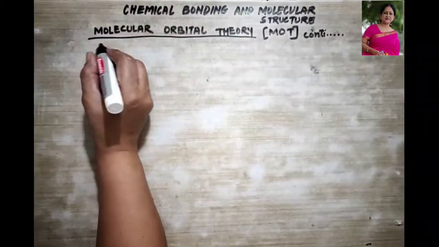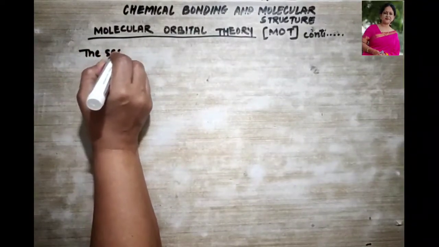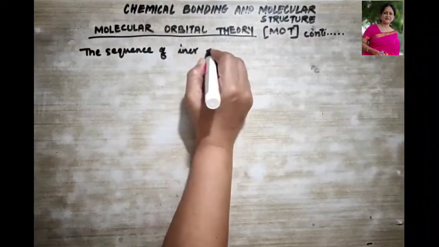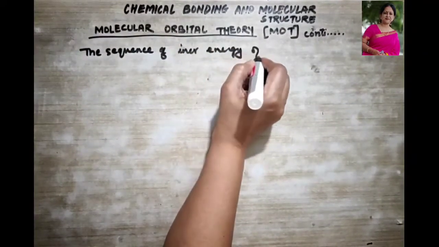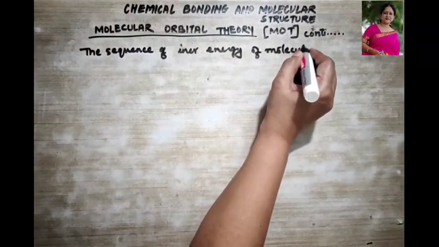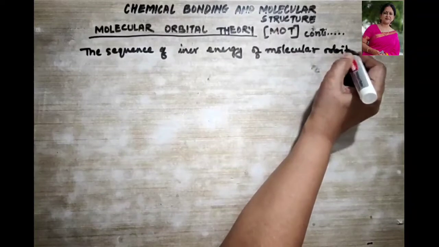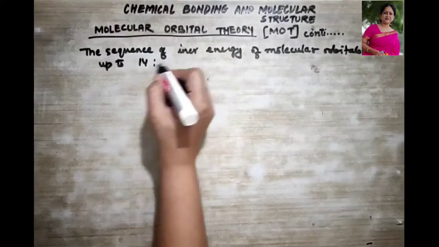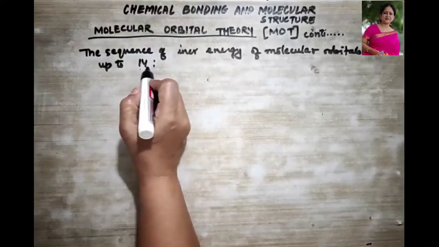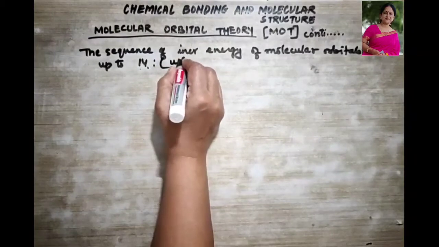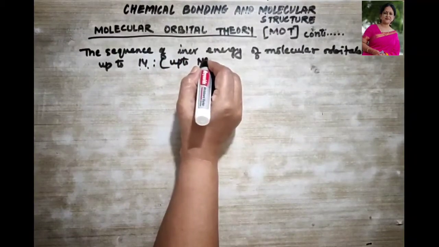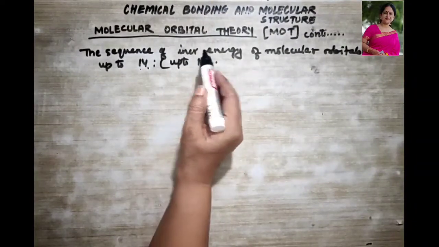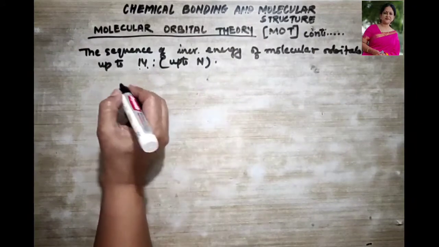Let us understand the sequence of increasing energy of the molecular orbitals up to atomic number 14, or up to nitrogen. So how do we write down the sequence of the increasing energies? We can write like this.